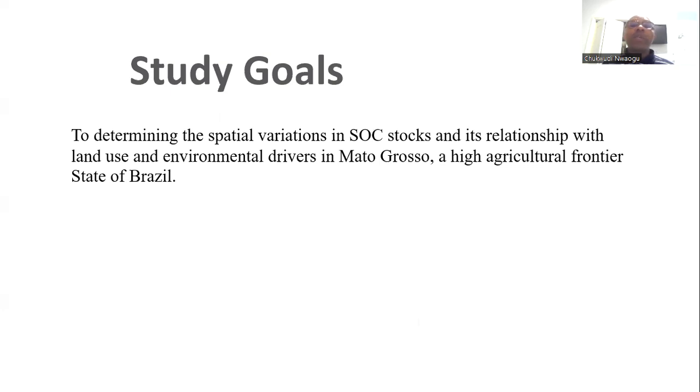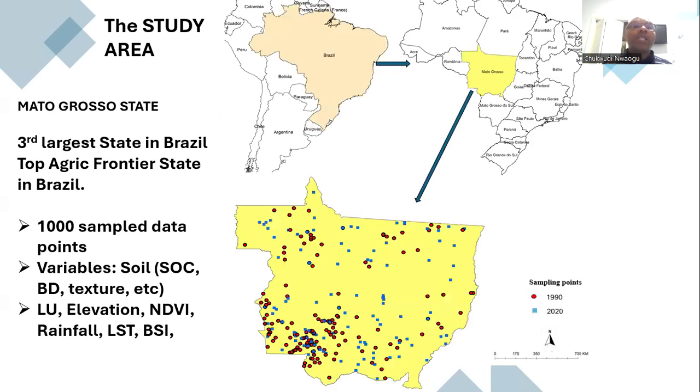Study goal: to determine the spatial variations in soil organic carbon stock and its relationship with land use and environmental drivers in Mato Grosso state in Brazil, which is a very high agricultural frontier state. Methodology: this is the study area showing Brazil in South America, the largest country in South America. And this is the Mato Grosso state, and soil data was collected for 1990 and 2020. Note that Mato Grosso is the third largest state in Brazil and the top agricultural frontier state.